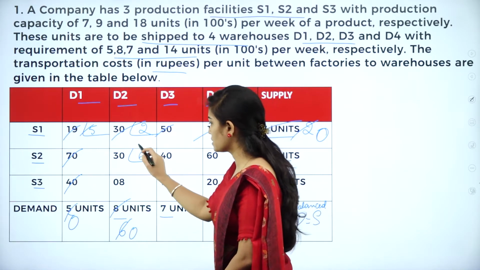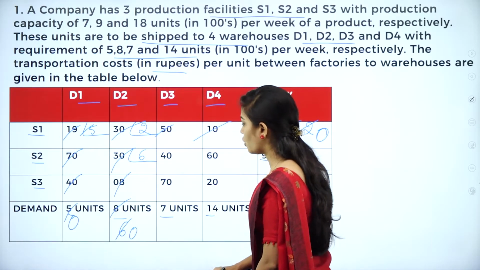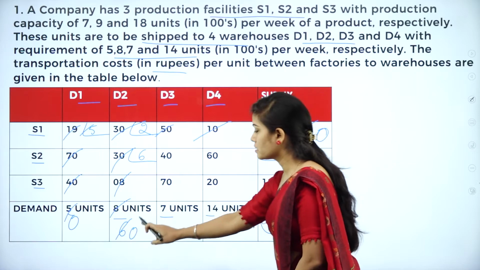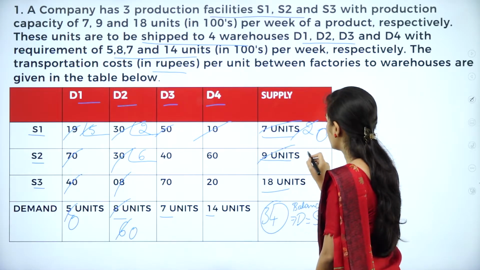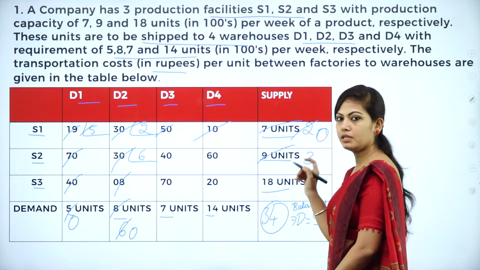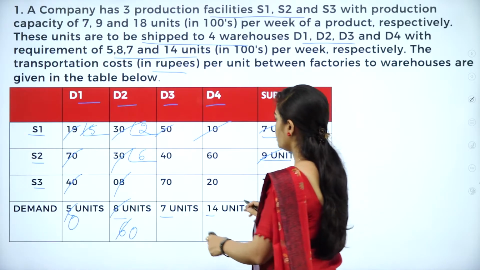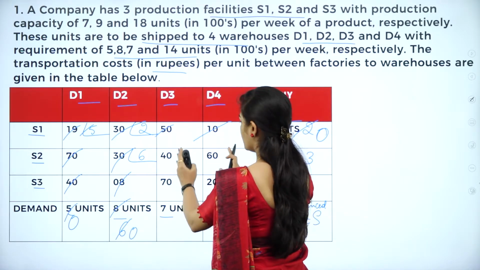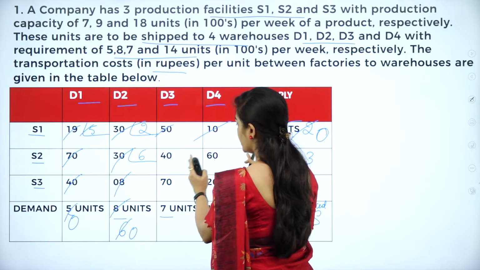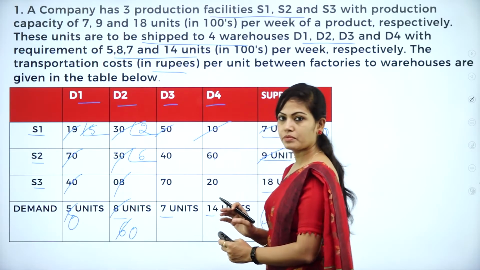If it is 0, I can cancel this entire column. 9 minus 6. 9 minus 6 is 3. I got 3 in supply. And now my variables are 40, 60, 70 and 30.